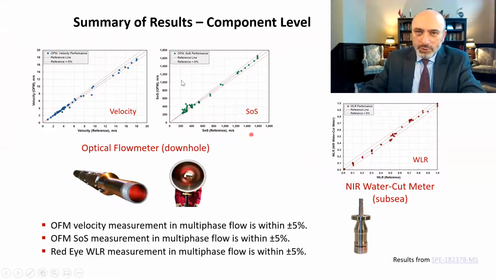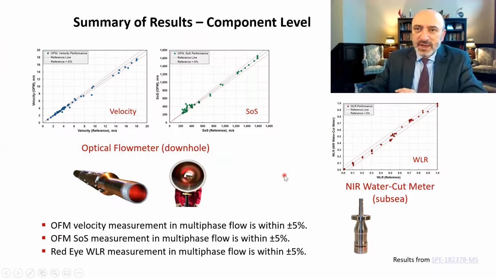First, at the component level, we have the velocity measurement and the speed of sound measurement from the optical flow meter. Those measurements are within plus or minus 5% of the reference systems. And we have a water cut measurement from the water cut meter. And again, the measurement is within plus or minus 5%.